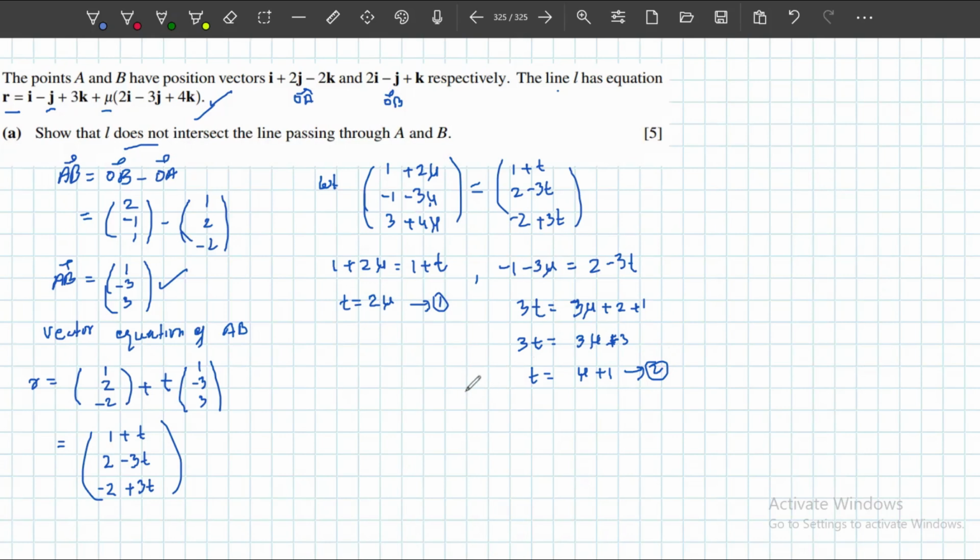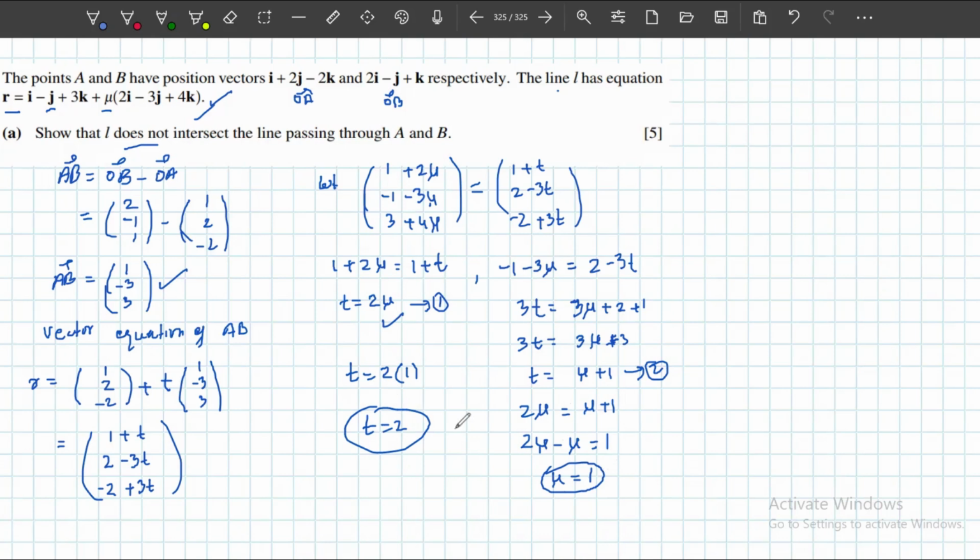Now we will find the values of t and mu, and then replace them in the last equation to check whether they are equal or not. If they are equal, they will intersect. If they are not equal, we will say they do not intersect. So, for example, here t is equal to 2 mu. I will replace t in equation 2: 2 mu is equal to mu plus 1, and then 2 mu minus mu equals 1. That means mu equals 1. With mu value of 1, we can find t, that means t is 2 into 1, so t is equal to 2.